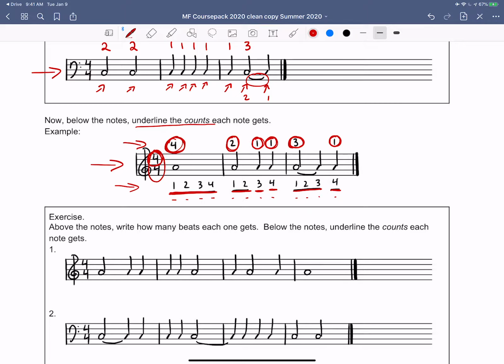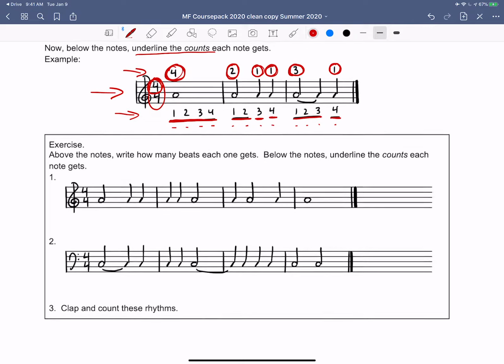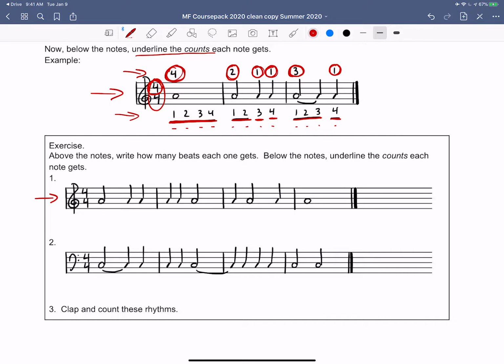So let me do one more example, and then I'll let you do these on your own. So for number 1 here, let's take this in stages. The first thing I recommend is to do the top number, so you'll do it up there. Then you'll do the bottom numbers, and then you will do those underlines. So here we go. First note here, that's a half note, so that's 2 up, quarter note, quarter note, quarter note, quarter note, half note, quarter note, half note, quarter note, and then finally, up there's that whole note.